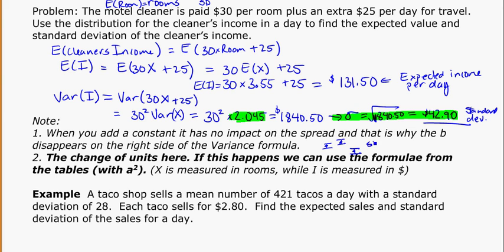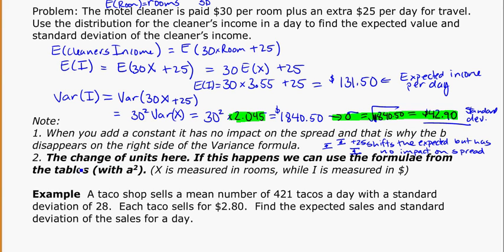So that plus 25 just shifts the expected value, but doesn't change the spread. So it has no impact on spread. So that was for the plus 25. So that's the idea. Plus 25, it's going to shift it up or down, but it's not going to change how much variance there is, because every day they'll get $25 extra.